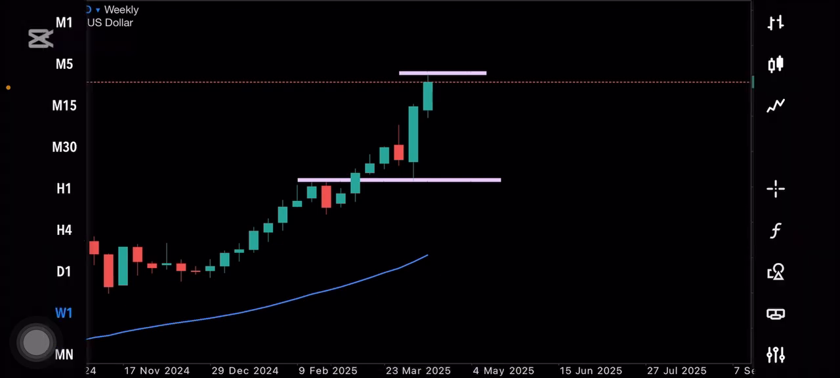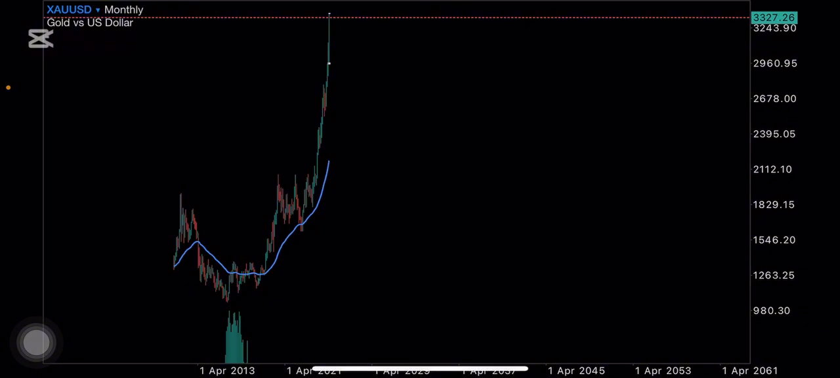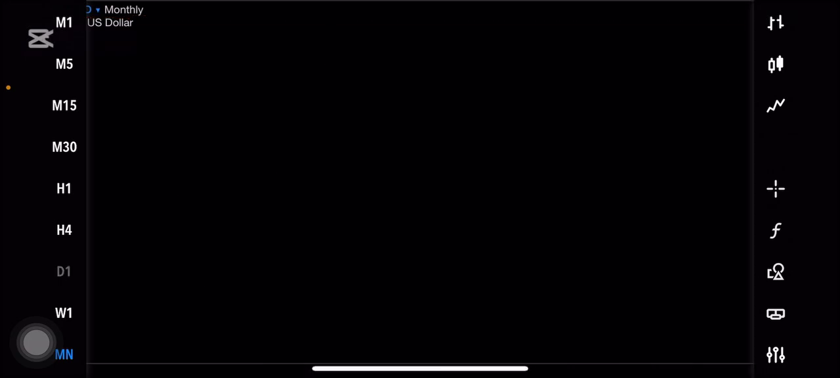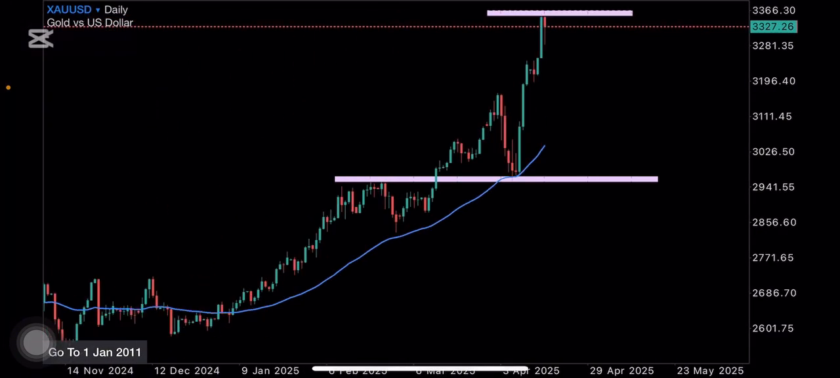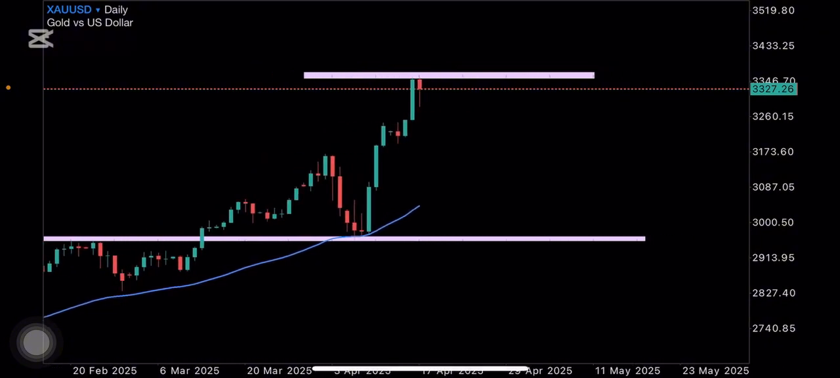If I go to the monthly, you see that gold is at all-time high. Look at it, all-time high. Okay, so let's go back to daily. So this is the daily time frame. This is what we have on the daily.